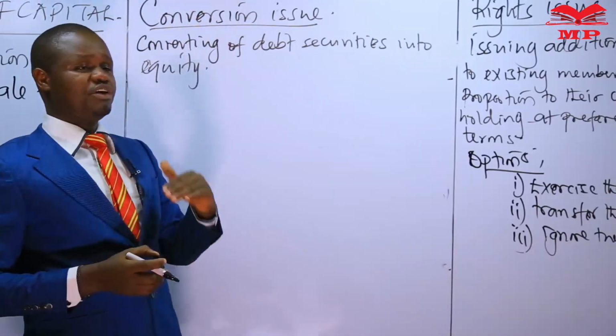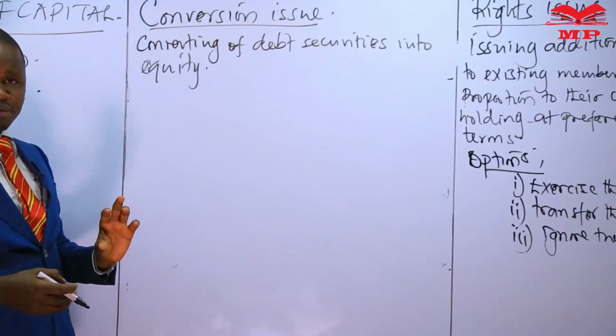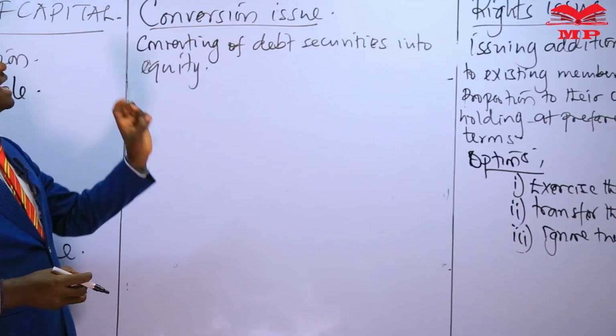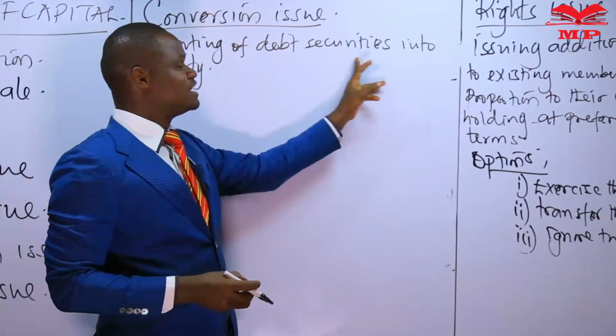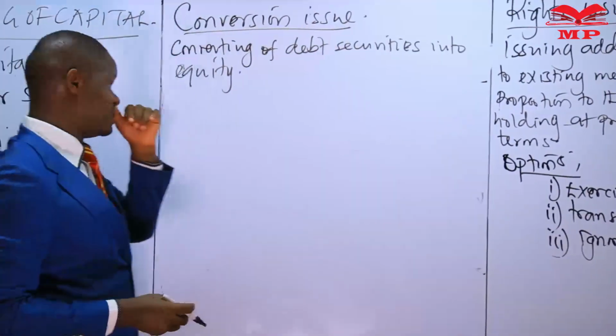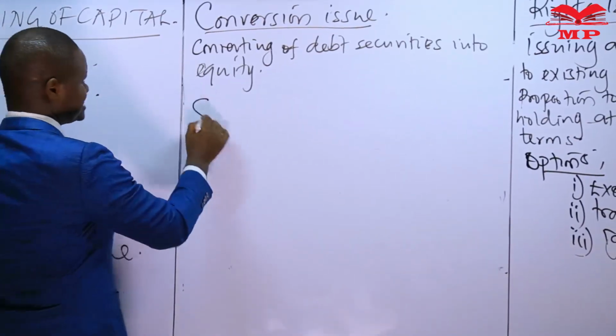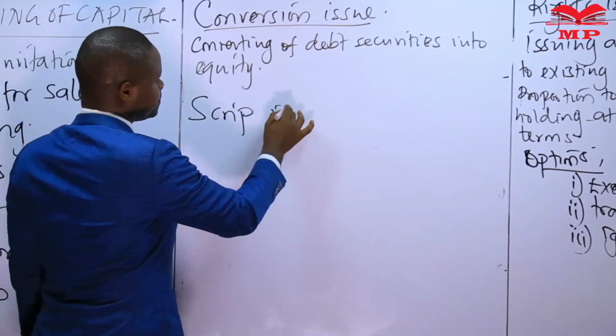debt. The point is, for this conversion issue to be effected, the articles must be allowing for such conversion, and the particular debt instrument being converted must have the rights of conversion into equity. Then finally, we have the scrip issue.